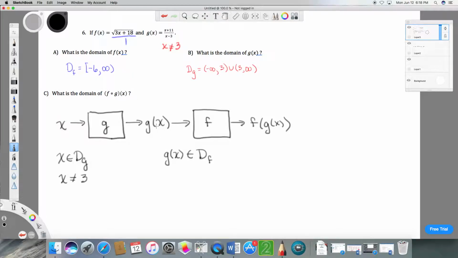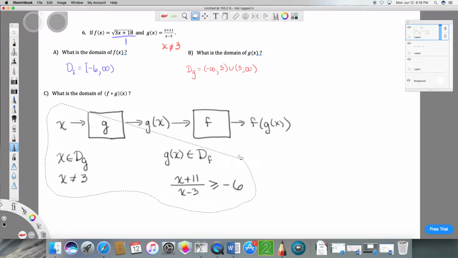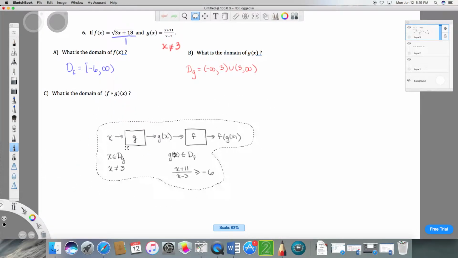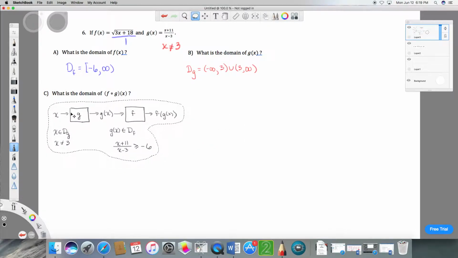Well, what is the expression for g of x? It's this rational expression, x plus 11 divided by x minus 3, and this has to be greater than or equal to -6. And these rational inequalities are a little bit challenging sometimes. First, we want to make our comparison against 0. So what we're going to do is add 6 to each side.